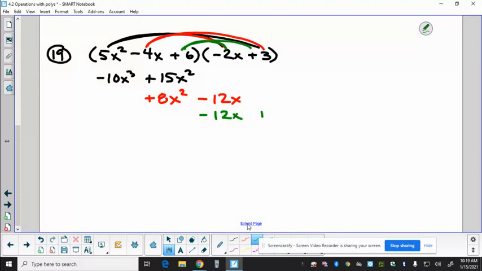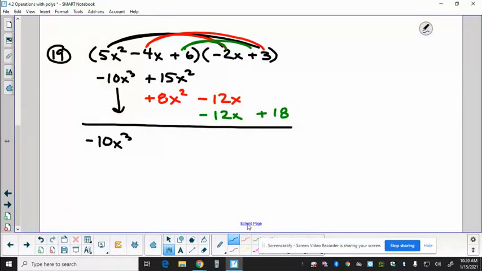Okay, let's combine everything together. Drop everything down that has nothing to combine with it. Let's add up these x squareds. Add up these x's. Drop down that 18. There you go. That looks better. $27.